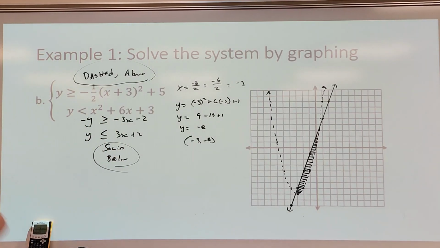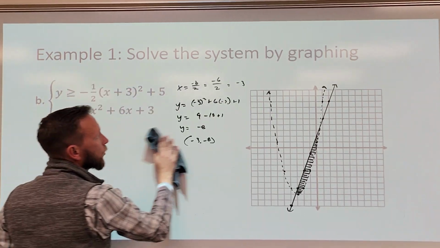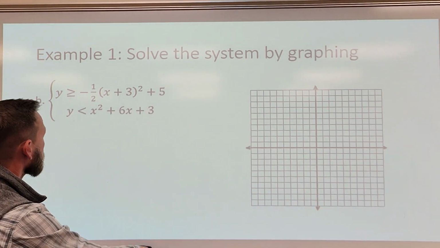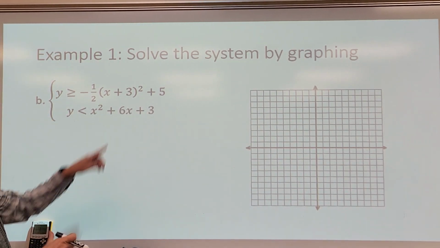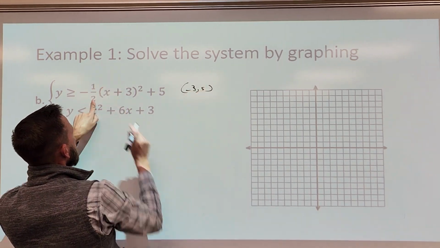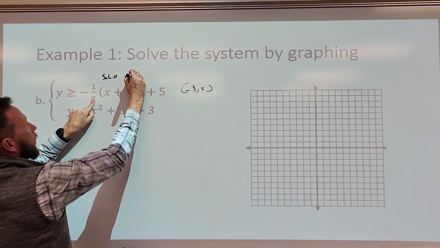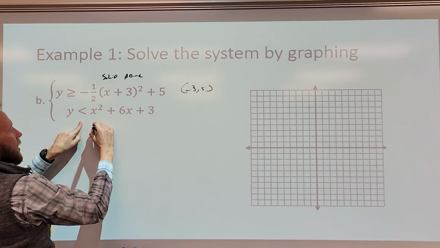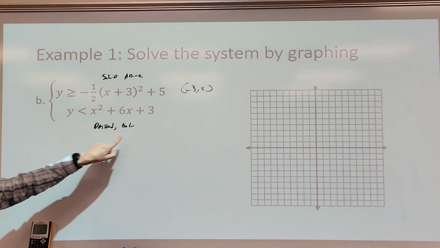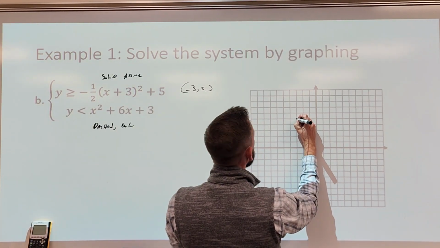All right, let's do number 2, or letter B, example 1B. Same idea. We've got 2 parabolas here, though, so you've got to do a good job graphing 2 parabolas. Luckily, we've got one that's in vertex form, so I know that we're going to have -3, 5, but our a value is -1/2. This will be solid and above. This one will be dashed and below.